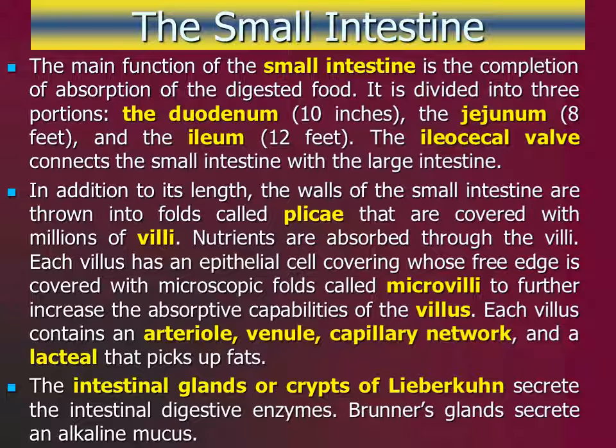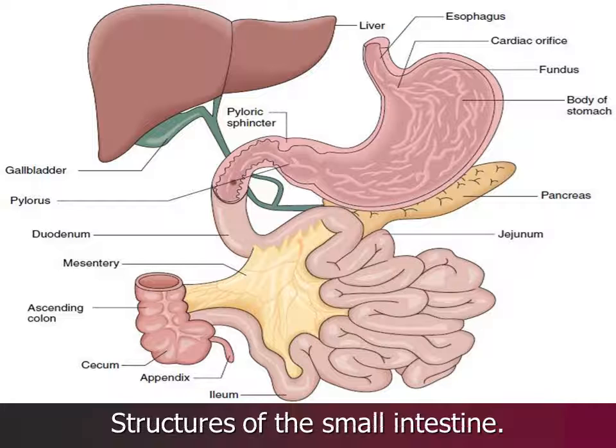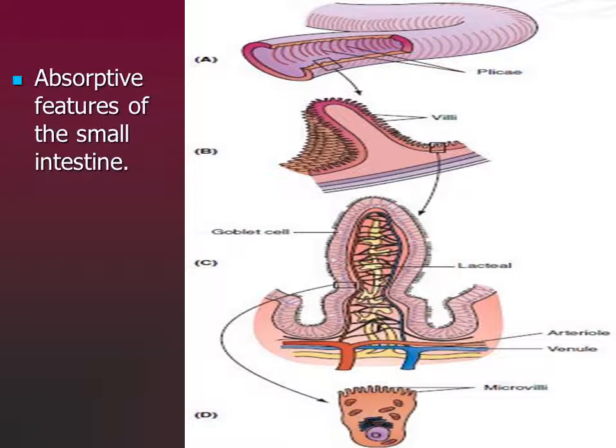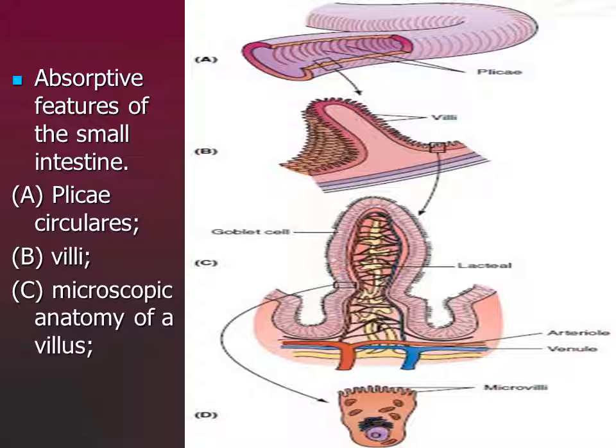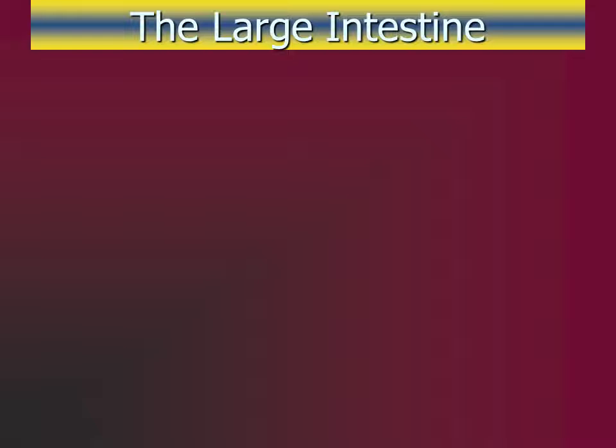As you can see, this is the structure of the small intestine. And these are the absorptive features of the small intestine. A. Plicae circulares. B. Villi. C. Microscopic anatomy of a villus. D. Microvilli.